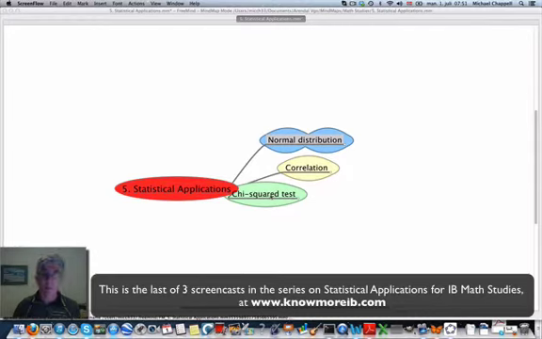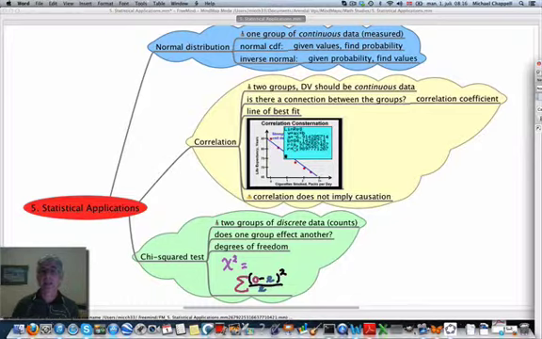There are three main parts to this chapter: the normal distribution, correlation, and the chi-squared test. Our last topic today is the chi-squared test, and this rounds out the chapter nicely. Normal distribution is interesting for studying a single data set, a single variable, and many, not all, but many variables follow a normal distribution.